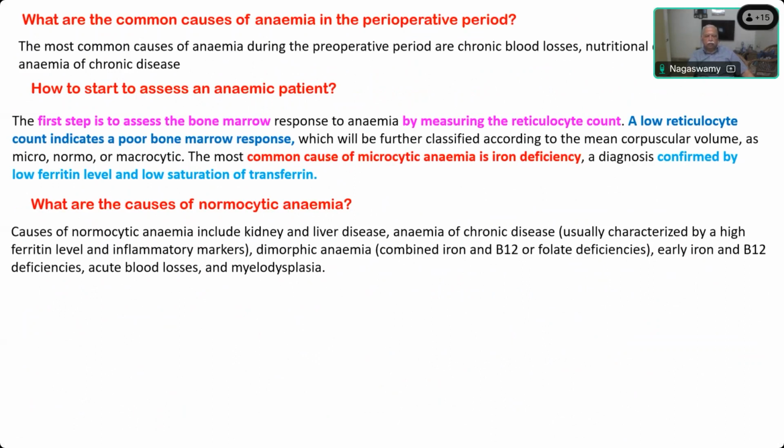RBCs are looking normal, but the RBC count and hemoglobin values are low. Then you call it a normocytic normochromic anemia. Then what are the causes of macrocytic anemia? All of you know why macrocytosis or megaloblastic anemia occurs. It is mainly because of B12 deficiency and folate deficiency.